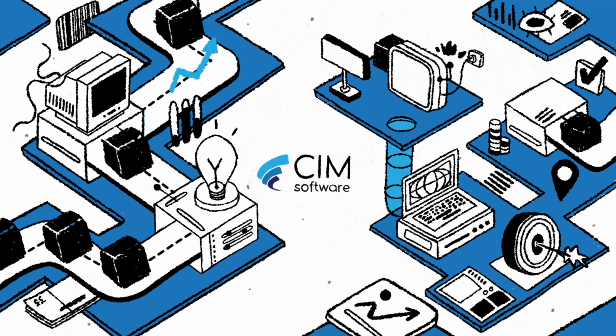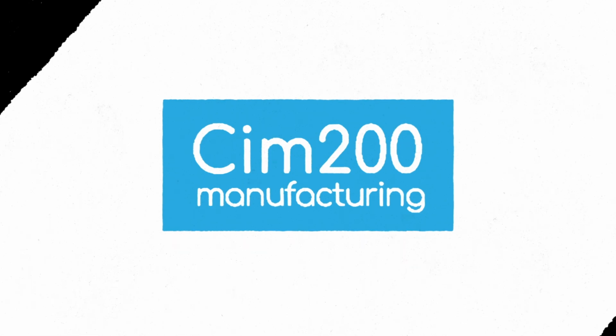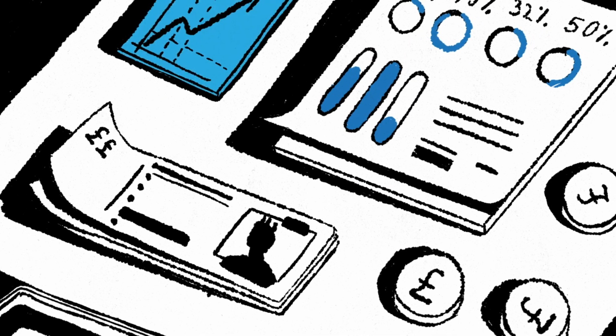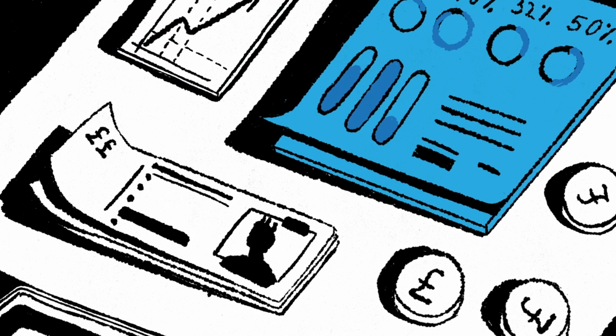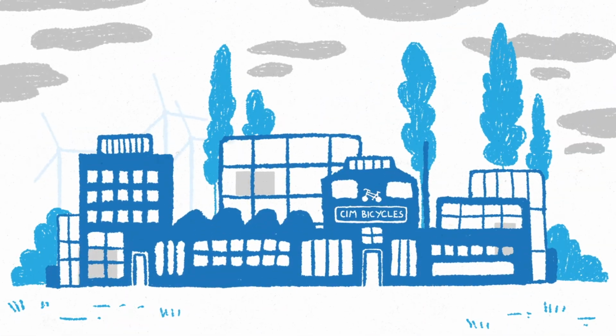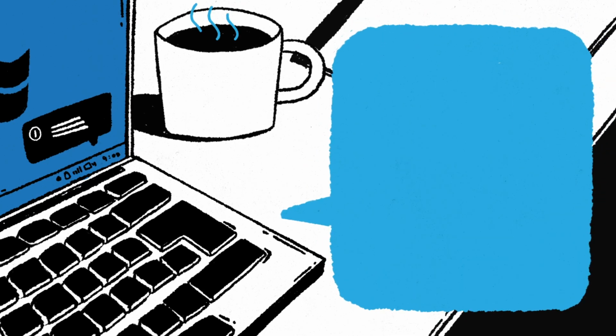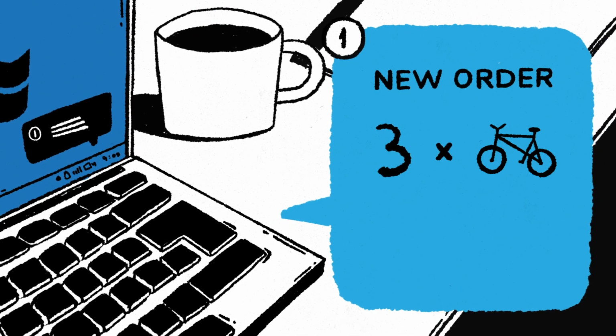Do you want to improve your manufacturing efficiency? CIM 50 and CIM 200 help SME manufacturers streamline their operations, purchase efficiently, and improve cash flow whilst controlling their processes from beginning to end. When a customer places an order, our solutions simplify the order entry process, cutting down on admin and data entry time.